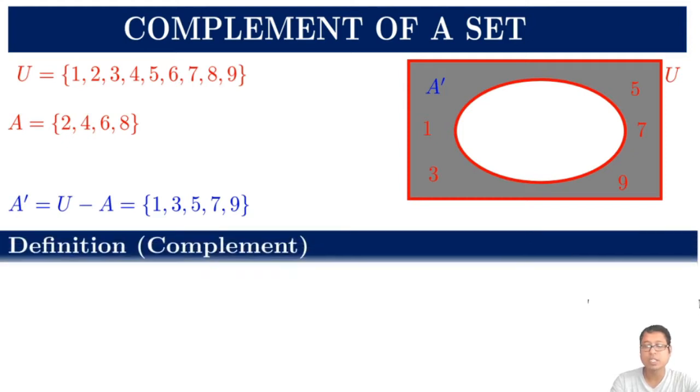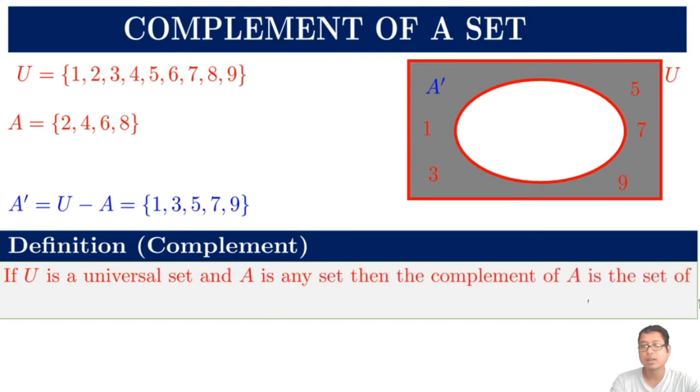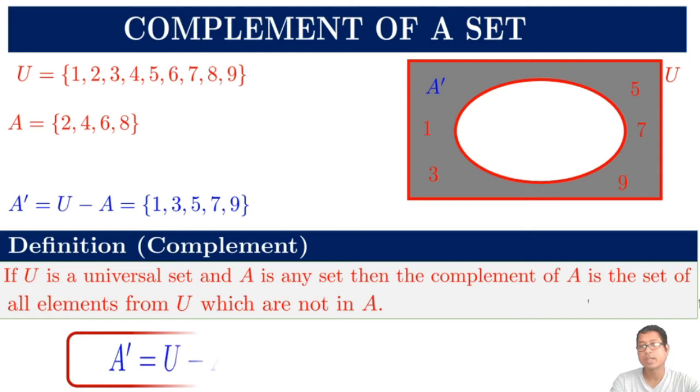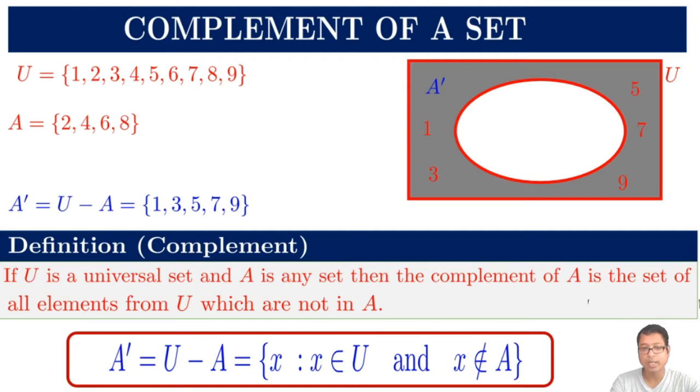So the formal definition goes like this: if U is the universal set and A is any set, then the complement of A is a set of all elements from U which are not present in A. So mathematically we represent A complement as: A complement is equal to U difference A, and it is x such that x belongs to U but x does not belong to A.